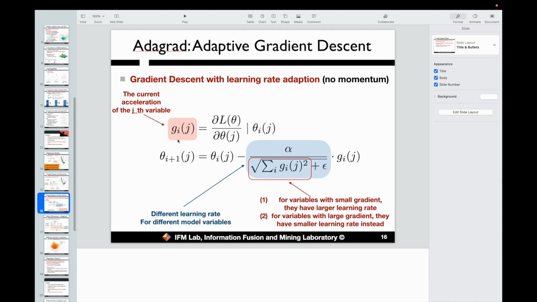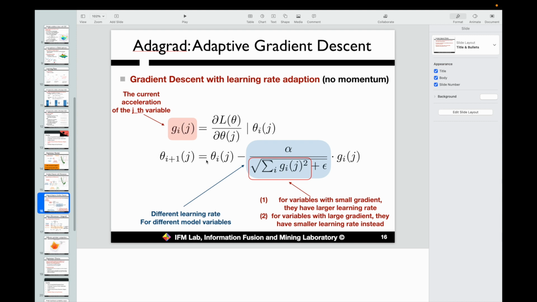Because we have so many different variables, and we assume this GI will be a vector covering all the variables, right? And depending on the partial derivative of the loss function regarding a certain variable as well as the current variable values, we can calculate its current gradient, right? It's like an acceleration term for the variable.